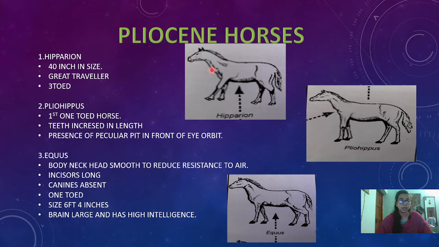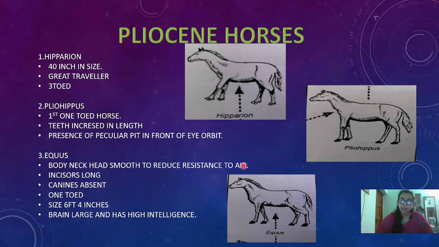Next coming to the Pliohippus, from the Pliohippus they become single-toed, or 1-toed. From Hipparion, by the time they reach the Pliohippus, they become 1-toed, and the teeth also increased in size, and their eyes gradually become more prominent like those of the modern horse. You can see how the eyes of the modern horse are more prominent. In the Pliohippus the eyes were more prominent, the teeth increased in size, and the back became more rigid.